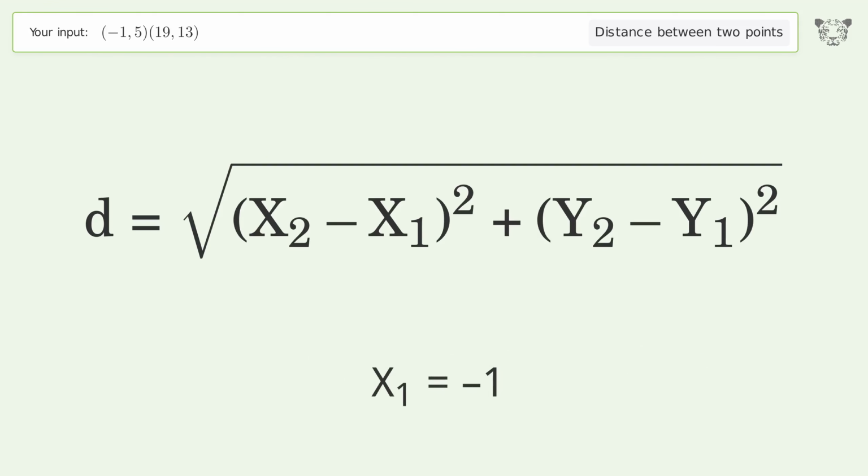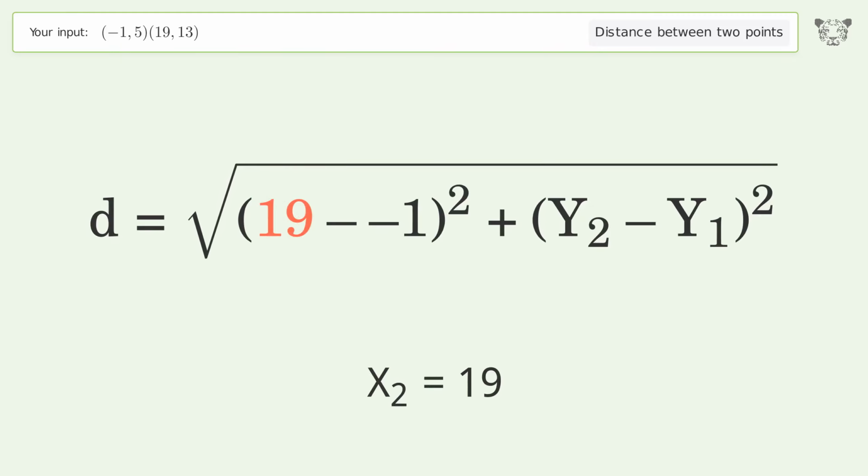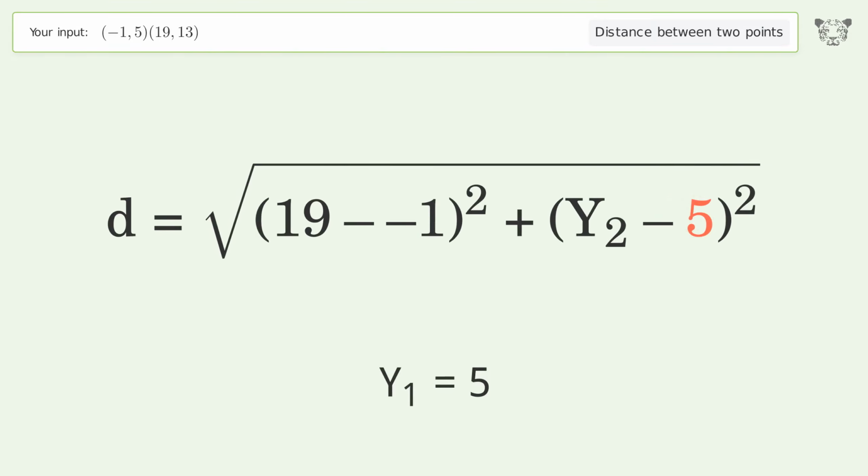x1 equals -1. x2 equals 19. y1 equals 5. y2 equals 13.